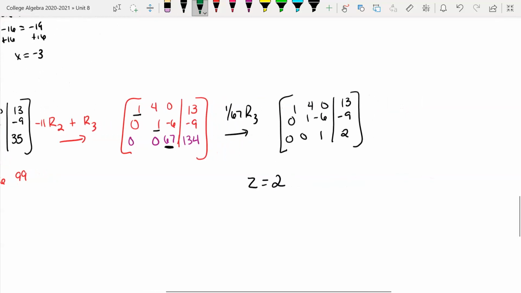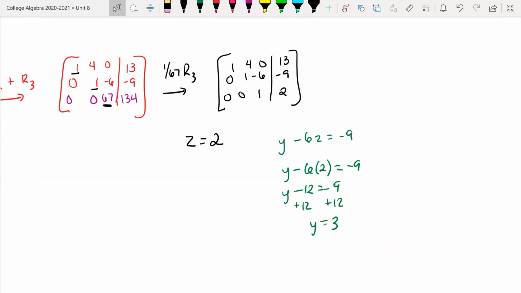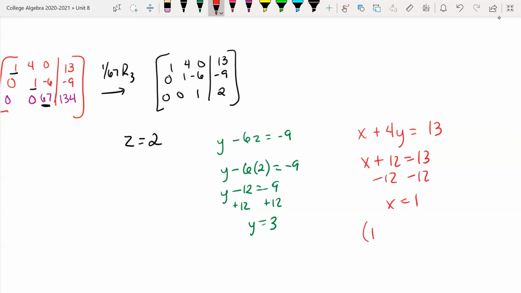If you know z, then you can solve for the second equation. That's y minus 6z equals negative 9. So y is 3. And now that you know that, I can plug that into the top equation to solve for that one. So x plus 4y equals 13. So x plus 12 equals 13. Subtract 12. X is 1. So now my answer is going to be 1, 3, 2. So now you have x, y, and z.